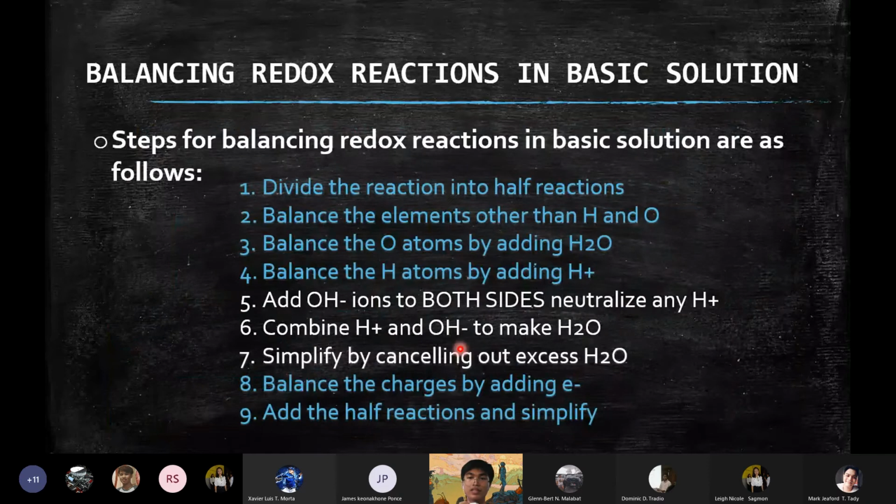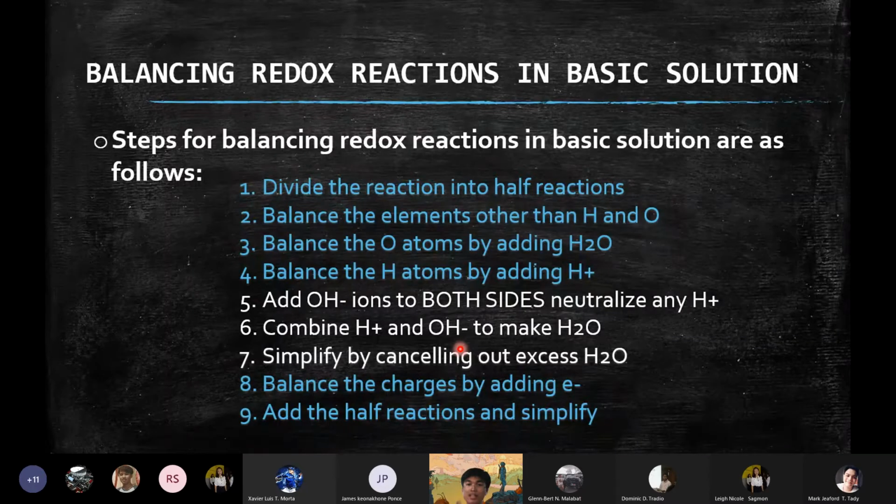Here we have the solution. The first one was balancing redox reactions in acidic solution. The second one we will be tackling is balancing redox reactions in basic solution.